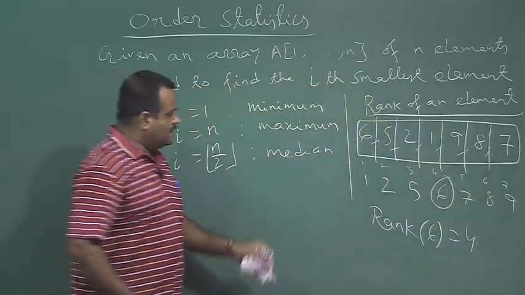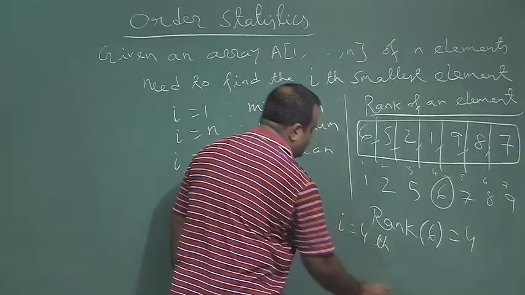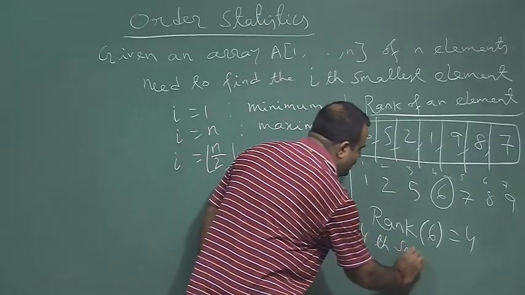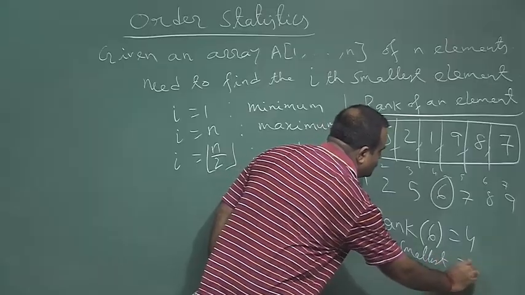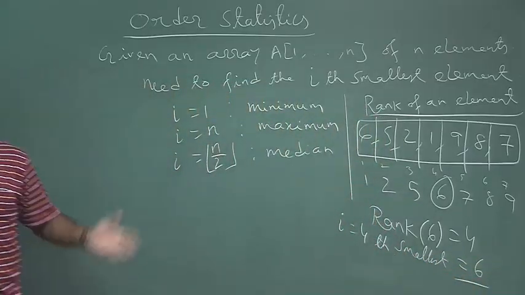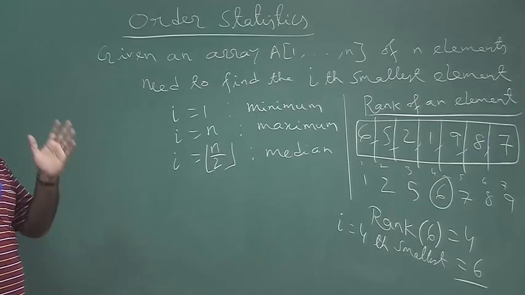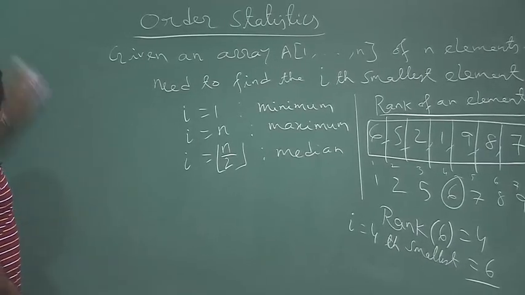That means, the position of that element in a sorted array. And if we are trying to find the fourth smallest element, that should return us 6. So, finding the ith smallest element means we are trying to find an element whose rank is i. So, how can we do that?